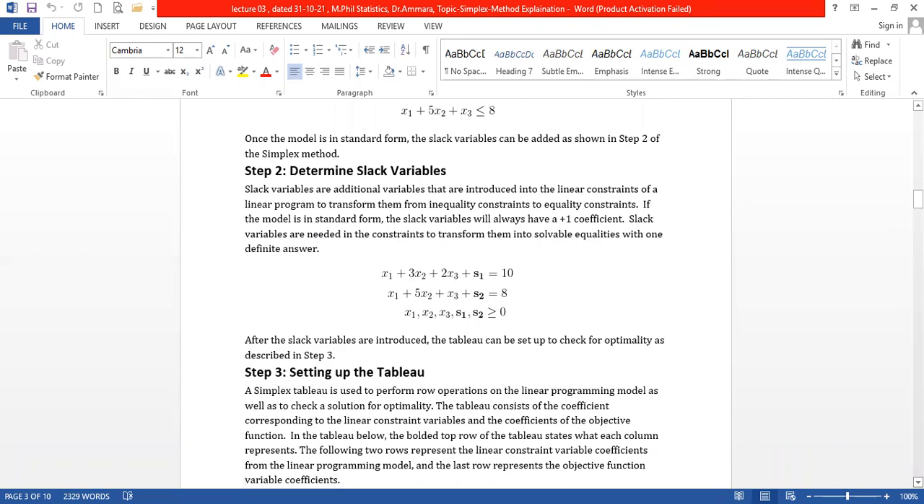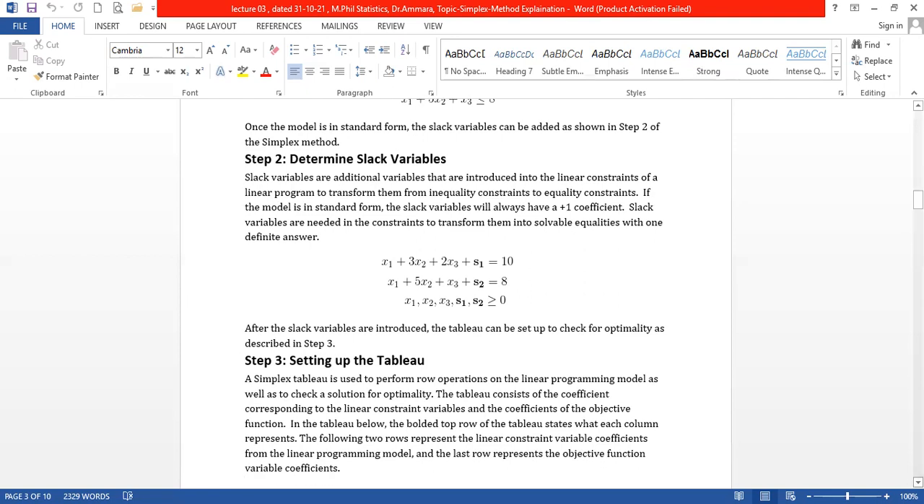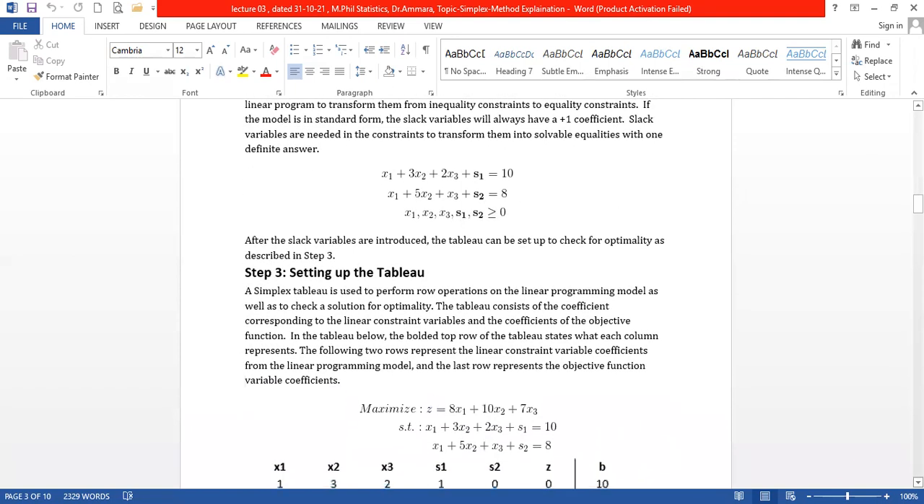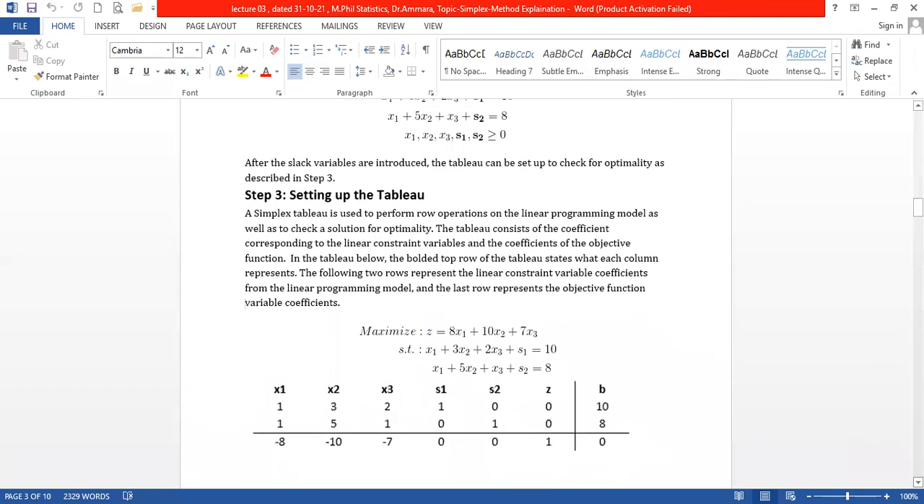To make them an equation, some variable must be added so that the inequality can be converted into an equation. Those variables we call slack variables, and however many equations there are, we will introduce that many slack variables. Here two equations are there, so we introduce two slack variables S1 and S2.